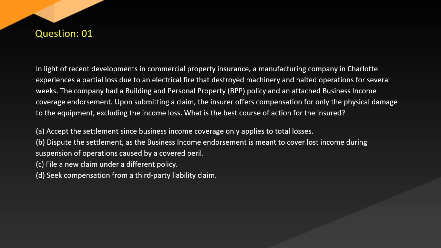The income loss is not covered. The insured weighs the best course of action. A. They accept the settlement since business income coverage only applies to total losses. B. Dispute the settlement, as the business income endorsement is meant to cover lost income during suspension of operations caused by a covered peril. C. File a new claim under a different policy. D. Seek compensation from the third-party liability claim.